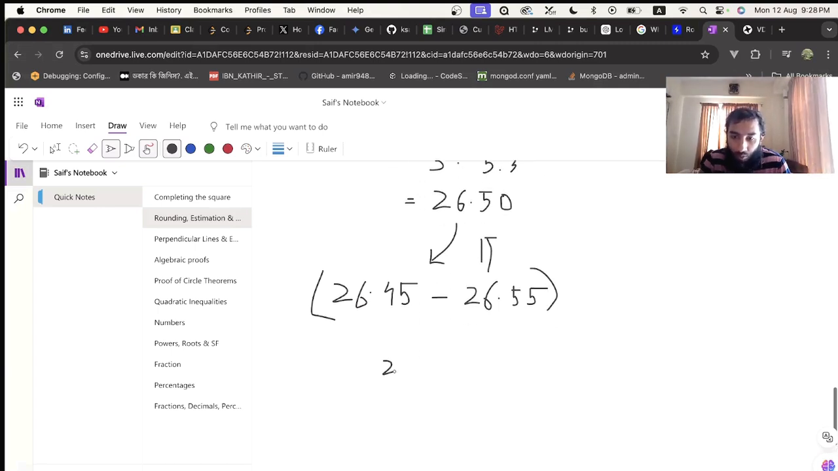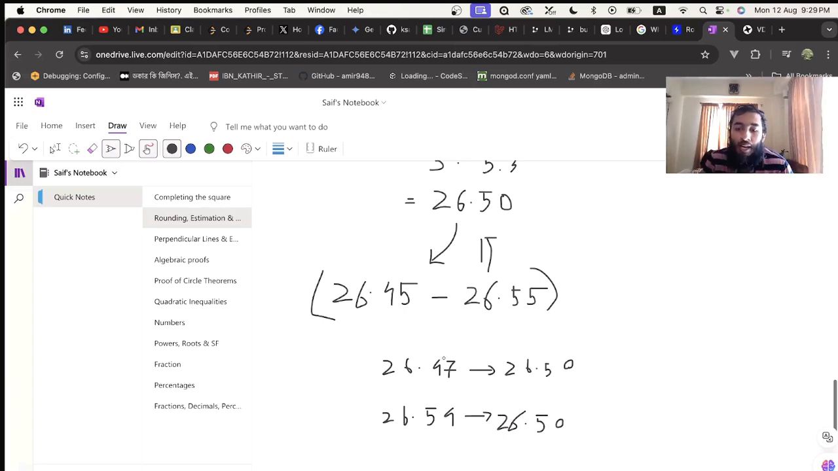For example, 26.47. This is closer to 26.50. Similarly, 26.54, this is also near to 26.50.